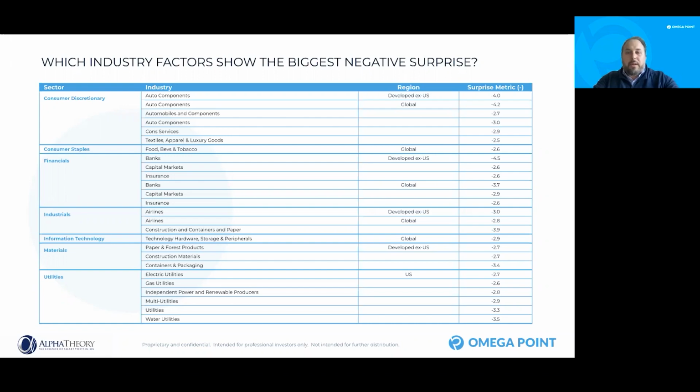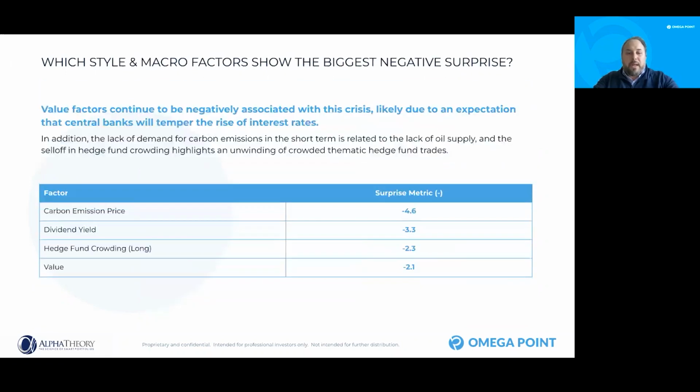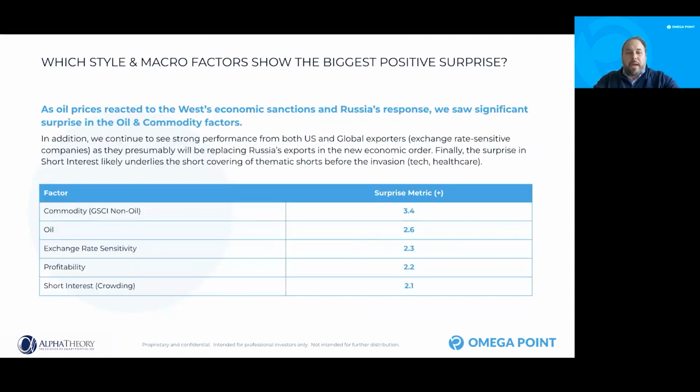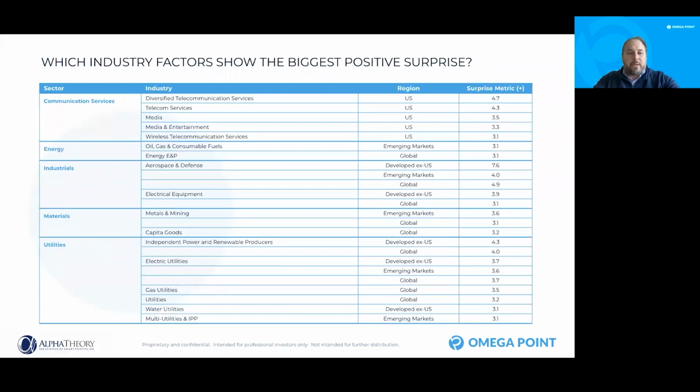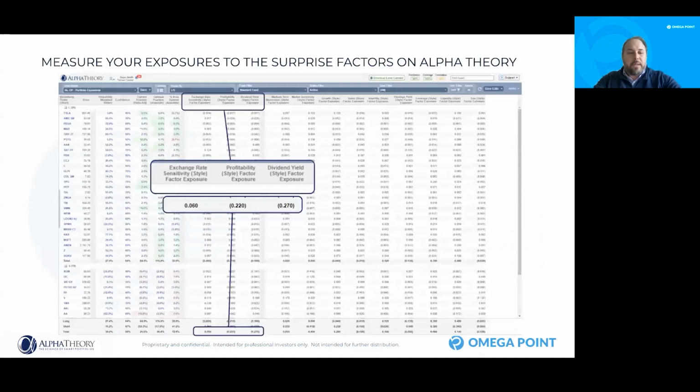And in particular, I think we're going to talk about some of the style factors as an example. In particular around exchange rate sensitivity, around profitability, because it's a very well-known fundamental factor that you probably have a lot of intuition for, and dividend yield, and how those are positioned in one of the portfolios that Alpha Theory has on their system. So Cameron, I'm going to hand it over to you.